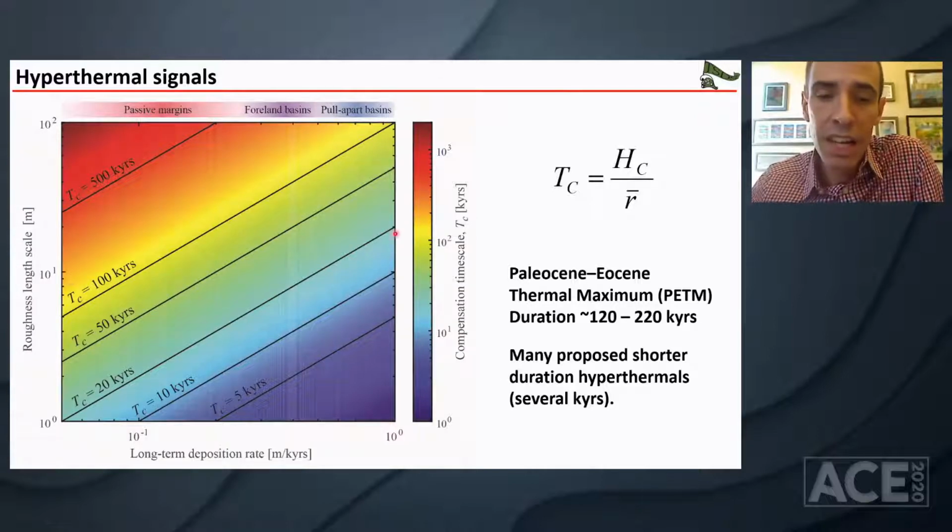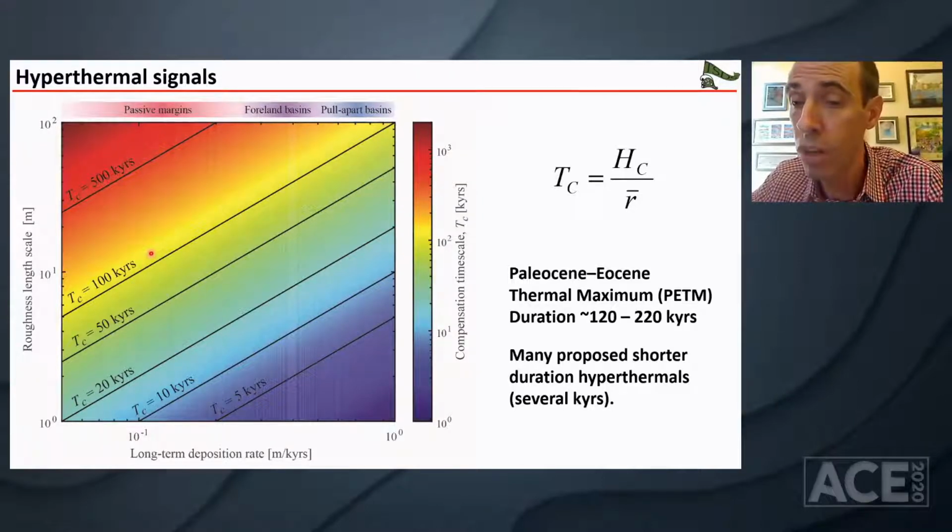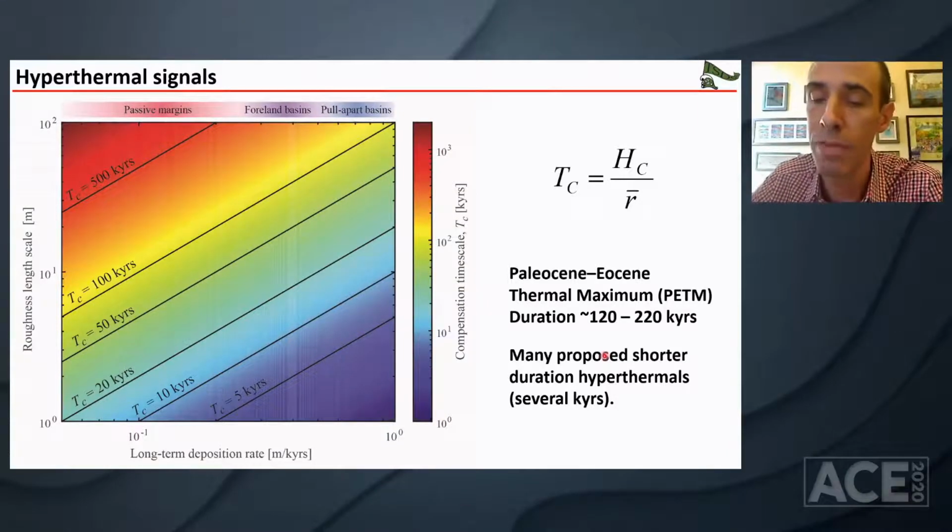And if we combine this deposition rate with our roughness length scale through this equation here, we can find basically what we find for typical compensation timescales. For example, a passive margin where you have a 10-meter deep channel might have a compensation timescale about 100,000 years, which is pretty long, right? So it means your stratigraphic record doesn't go to 100% completeness until you are averaging the record over 100,000 years. Now, our Paleocene-Eocene thermal maximum, just a reminder of the time scale of that event, 100 to 200,000 years. And also, there are many proposed shorter hyperthermal events that we're not going to spend a bunch of time today talking about.